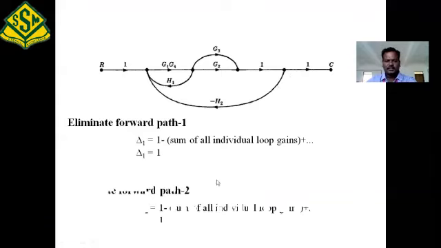Next, in a similar fashion, for del 2 you must look into path 2. Path 2 is 1, G1, G4, G3, 1, and C. So this is forward path 2. Do you find any individual loop that is not touching the concerned forward path? All the loops are touching forward path 2, hence del 2 is also 1. So in this problem, del 1 and del 2 are both 1.